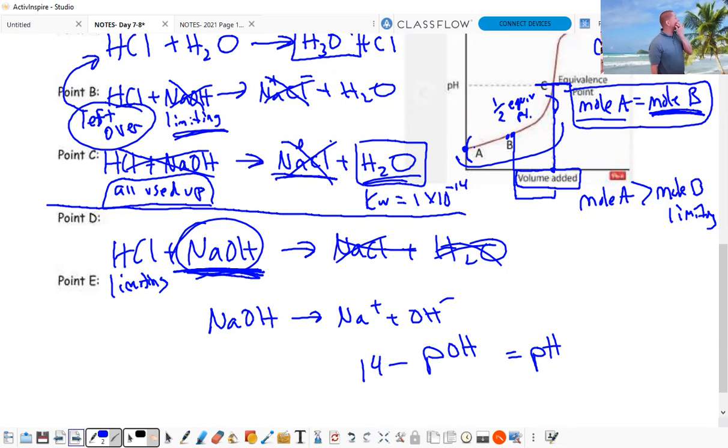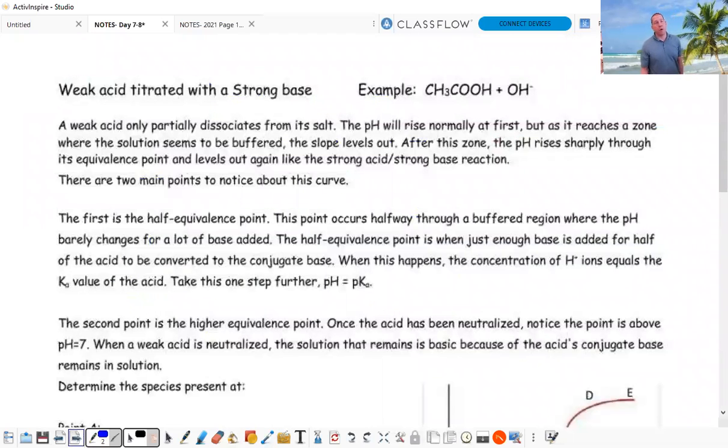What happens if we have the next one? More common ones you're going to see is a weak acid with a strong base, or a weak base with a strong acid. Now, a weak acid only partially dissociates. We understand that. The pH will rise normally at first, but as it reaches a zone where the solution seems to be buffered, the slope levels out. After this zone, the pH rises sharply, and then again, you get through the equivalence point.